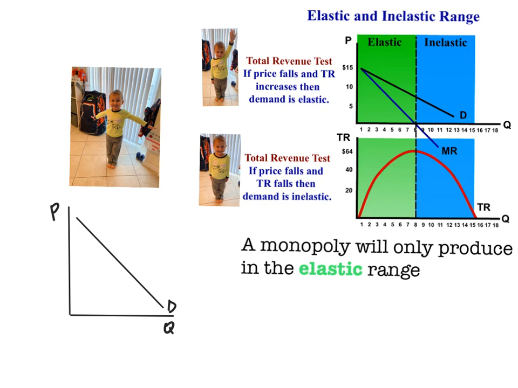Okay, in case you forgot, I employed a tiny little helper. If you remember, you stand with your arms out like this. Then we did the scenario where if the price falls and your total revenue goes up, it's elastic. And if your price falls and your total revenue falls, then the demand is inelastic. I made you stick your hands out and move your arms around.